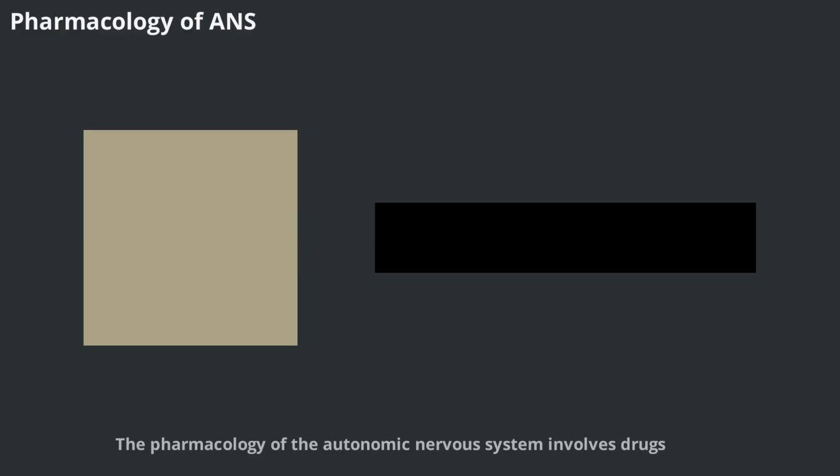Pharmacology of the autonomic nervous system involves drugs that can mimic or block the actions of neurotransmitters. Cholinomimetic drugs, for example, produce effects similar to acetylcholine and are classified as either direct-acting receptor agonists or indirect-acting acetylcholinesterase inhibitors. Understanding these drugs is essential for managing conditions related to autonomic dysfunction.